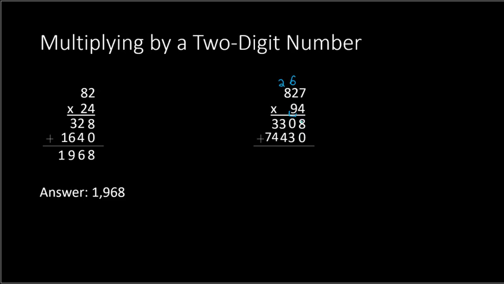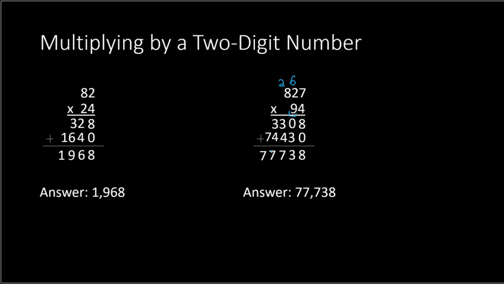So we can add from right to left. 8 plus 0 is 8. 0 plus 3 is 3. 3 plus 4 is 7. 3 plus 4 is 7 again, and then the 7 in the front. So your final answer, when you put your comma in there, is going to be 77,738. So that is the entire multiplication process.